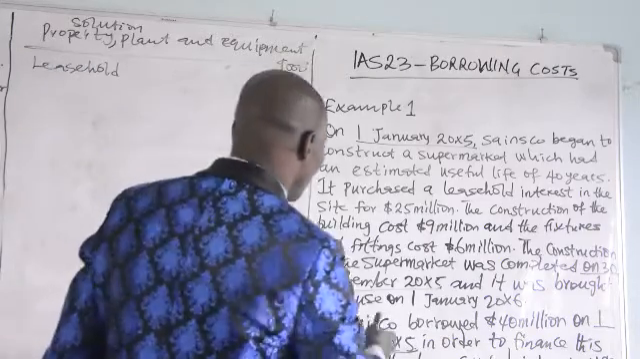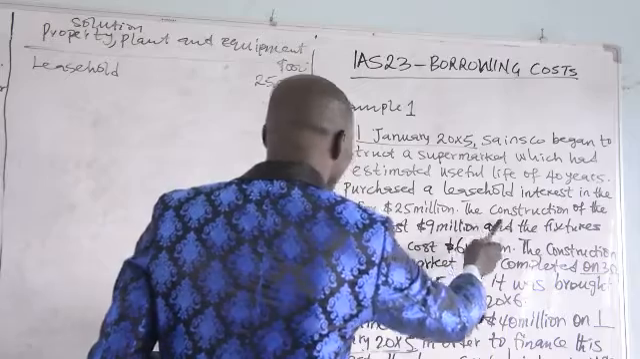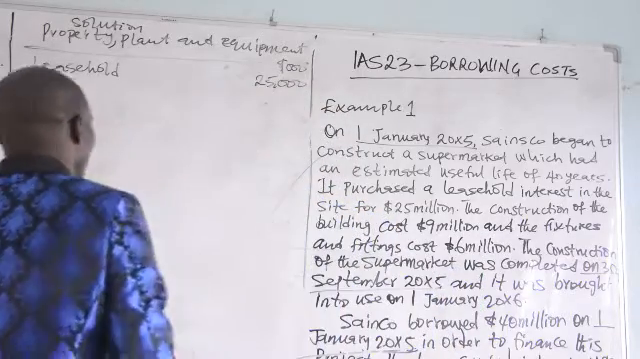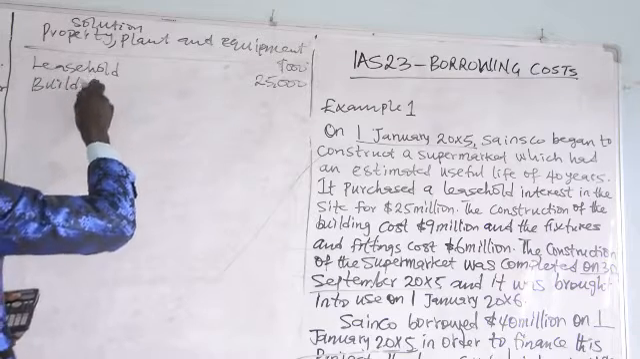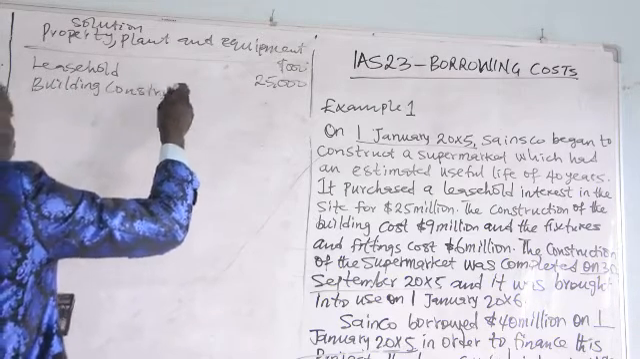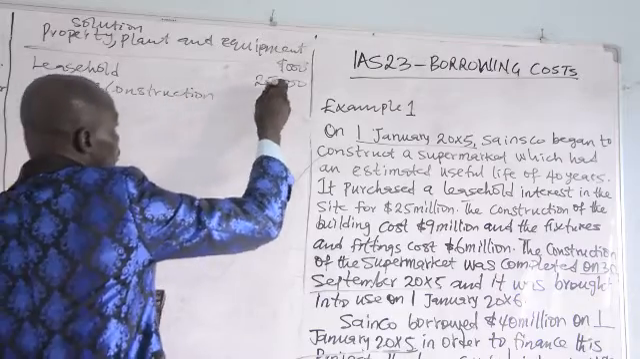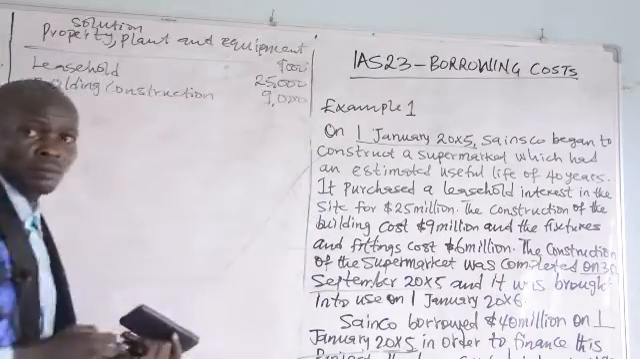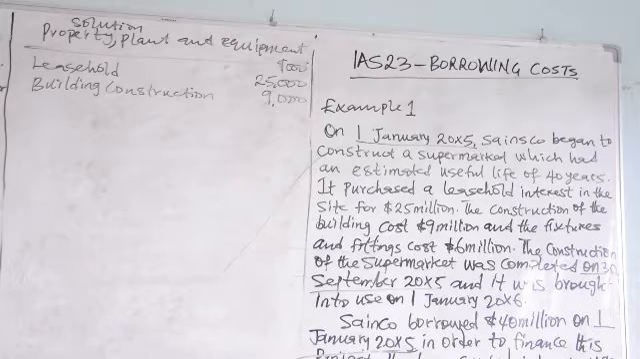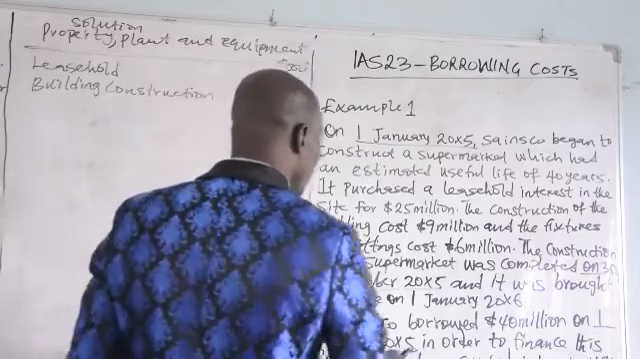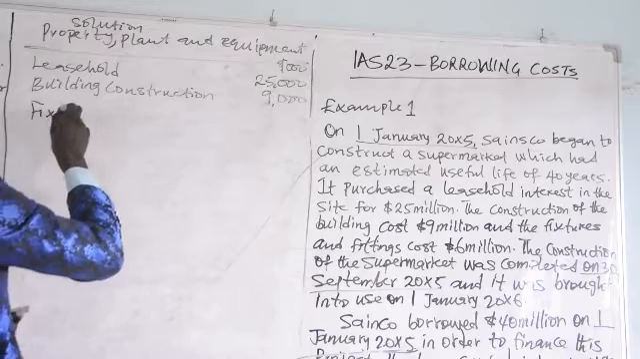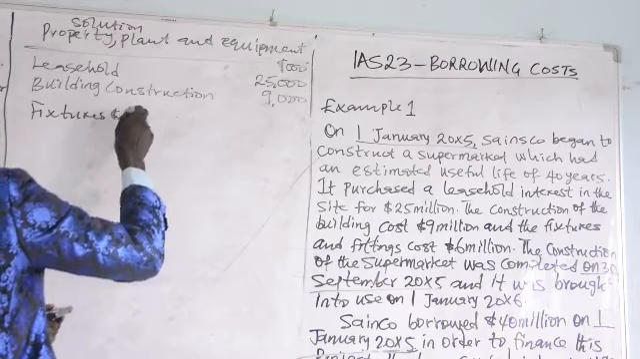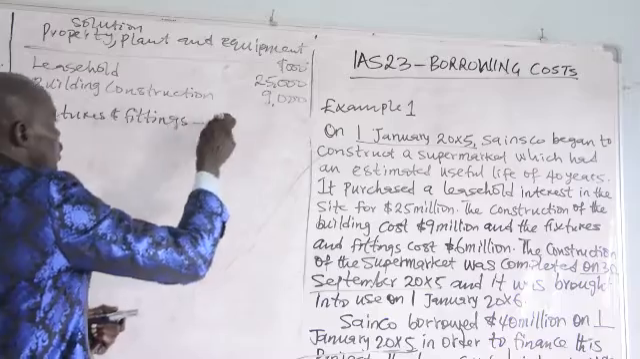Then we also have the construction of the building, which cost 9 million. Building construction, that one is 9 million. Then we also have features and fittings, which cost 6 million. Features and fittings, that one costs 6 million.